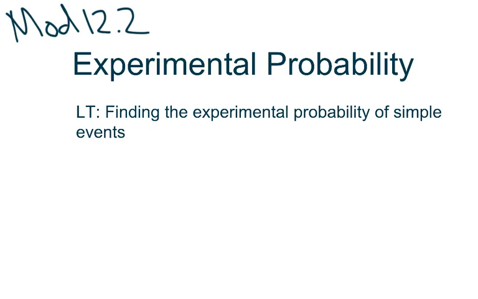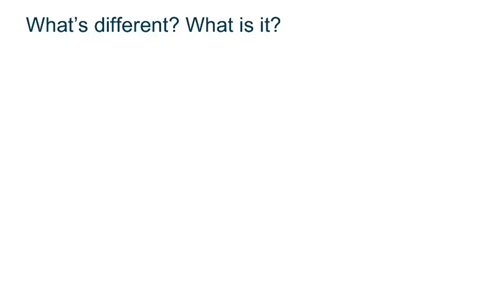Now today we're going to talk about experimental probability, and our goal is to find the experimental probability of a simple event. So one thing you might be wondering is, what's different from what we already were doing? So the big difference is that this is based on data instead of fair play.